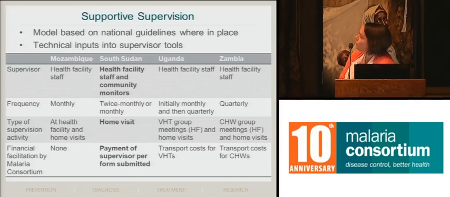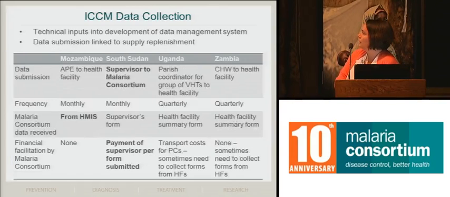And the activities are mainly a mixture of home visits and quarterly group meetings. You can imagine that home visits are a little bit harder logistically to organize and more expensive, so we had to have a mix. Data collection, and I know Jeffrey will talk a little bit more about this, and just to say that it's normally through the health system again, so the APATE is sending it to the health facility, but as I said, South Sudan, it was directly to the Malaria Consortium office.